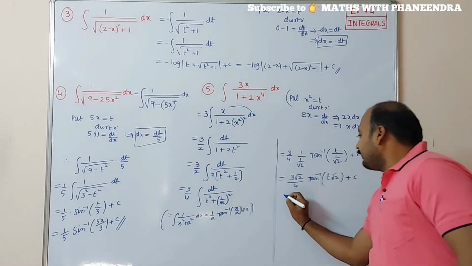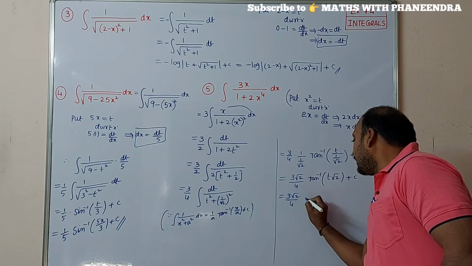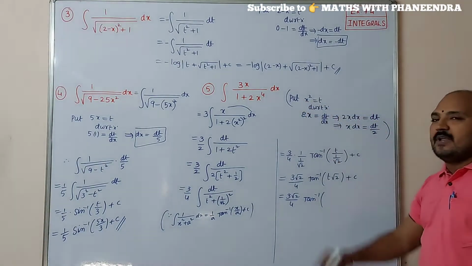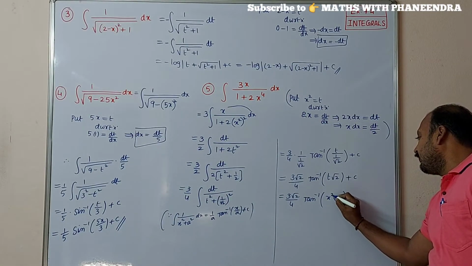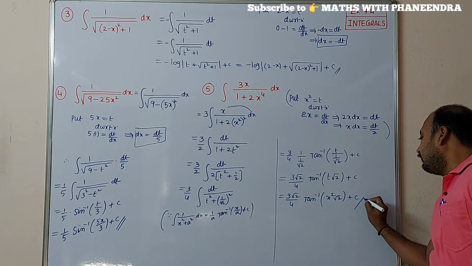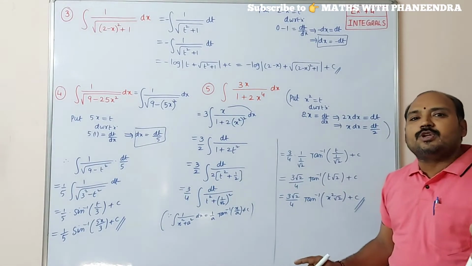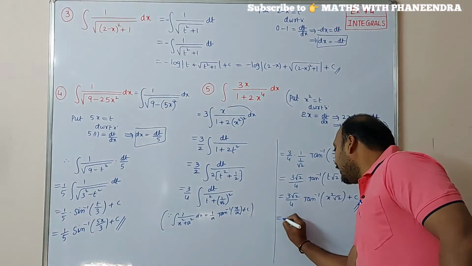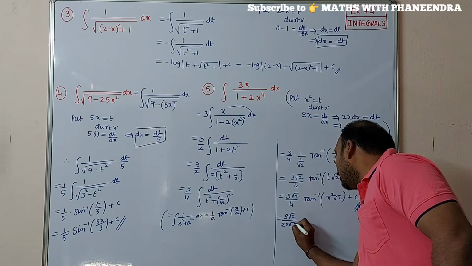So here, 3 root 2 by 4 tan inverse of, so in place of t what we have to replace? X square plus c. Even if you want to simplify here, 4 can be written as 2 into root 2 into root 2. One of the root 2 will be cancelled. So you can write 3 root 2 divided by 4 as 3 root 2 divided by 2 into root 2 into root 2.